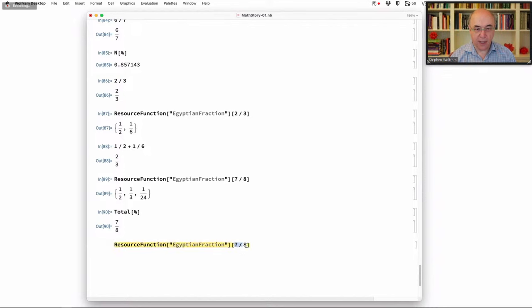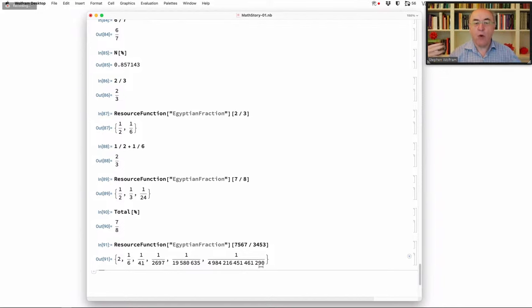Let's try something really kind of huge like this. In this Egyptian way of doing things, you've got a pretty big number there to represent this. But this is clearly a way to represent rational numbers. It isn't the way we use, but it's a way that you could use. The Egyptians used it.